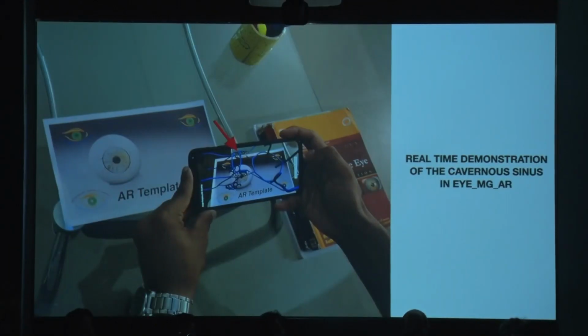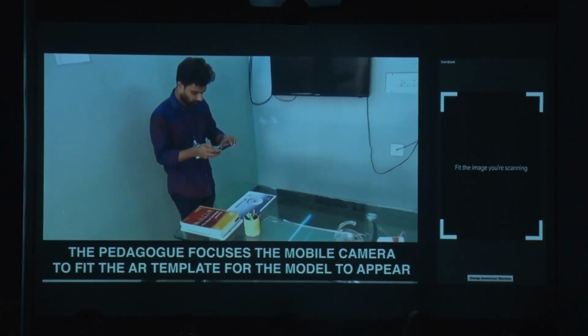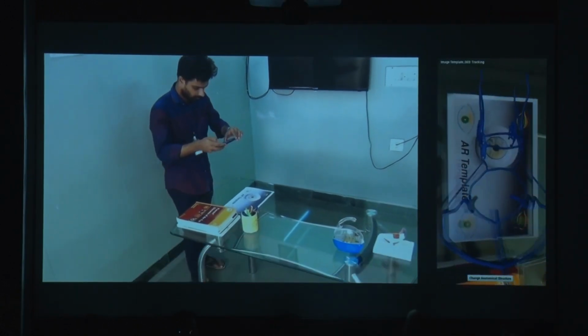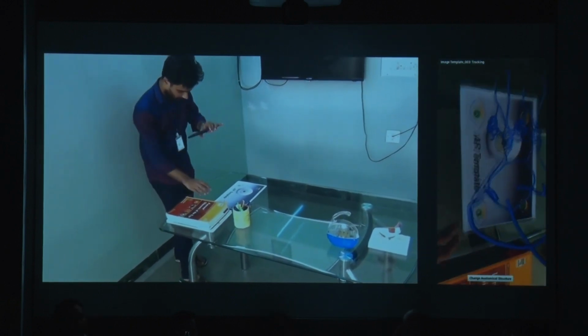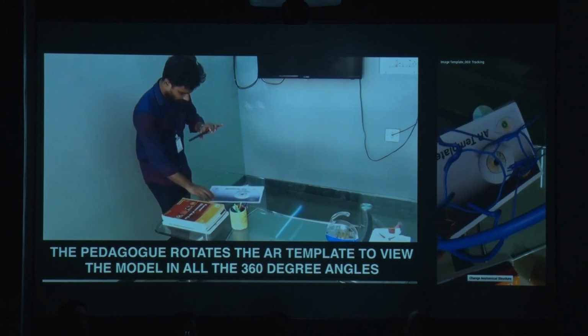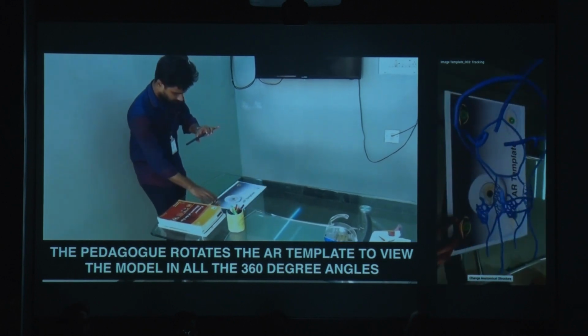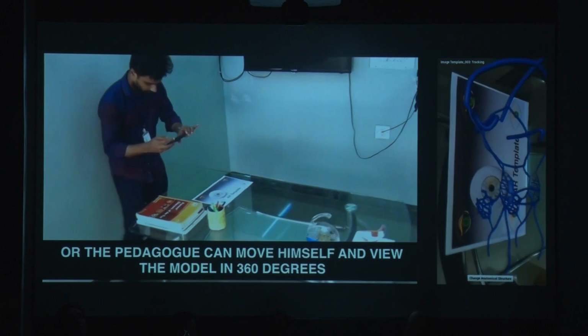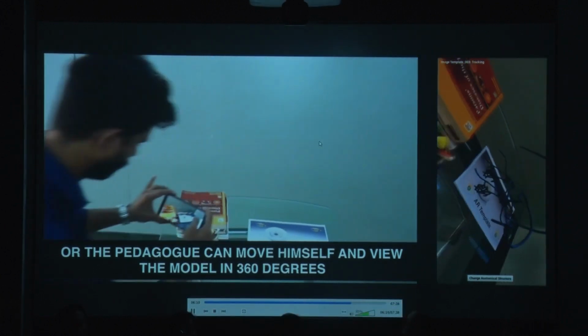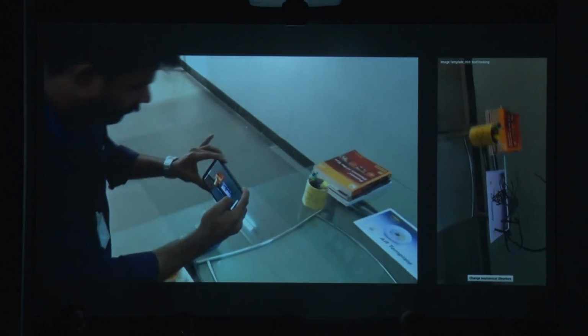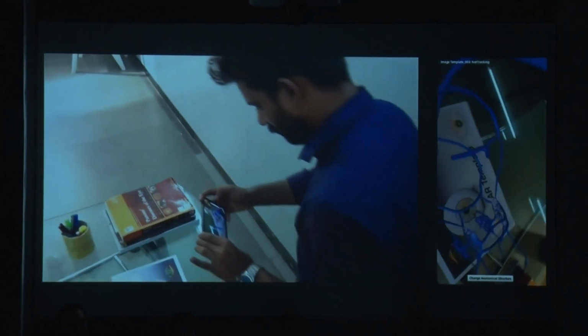Moving on to real-time demonstration of the cavernous sinus in IMG AR. Once the mobile camera is focused on the AR template, the 3D cavernous sinus model appears. The pedagogue can either rotate the AR template to view the model in all 360-degree angles, or move himself to view the model in 360 degrees. The pedagogue can observe the cavernous sinus closely by moving the mobile forward.